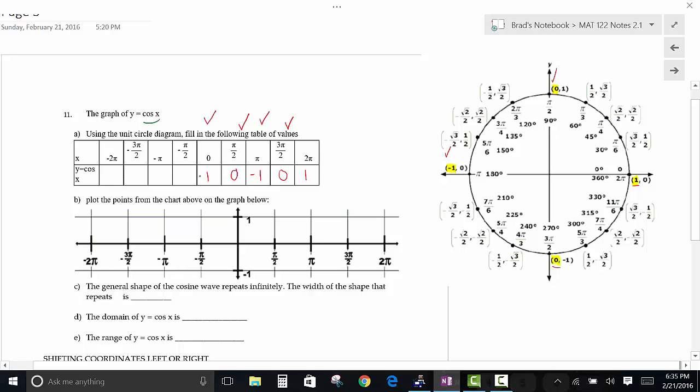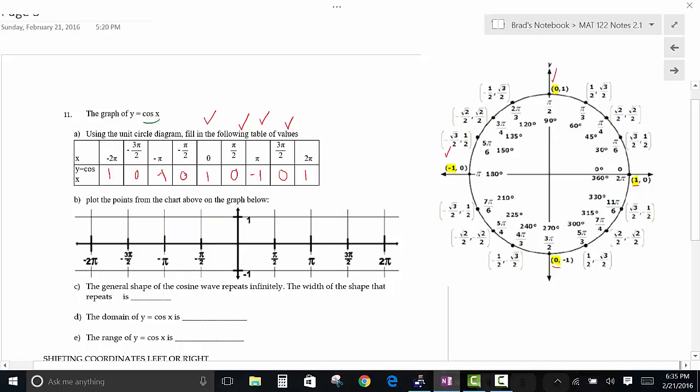And by the same logic, if you filled out the values at -2 pi, you'd have 1. At -3 pi over 2, you'd have 0. At negative pi, you would have -1. And at negative pi over 2, you would have 0. Okay, just by looking at those values.